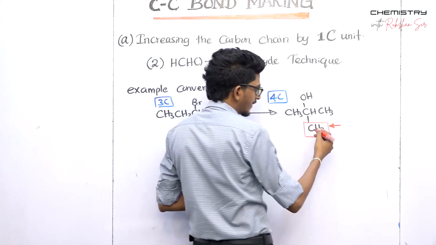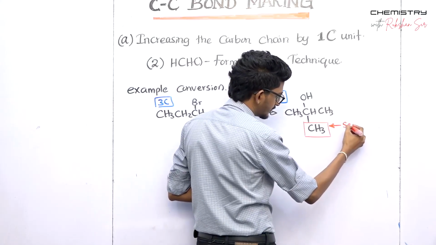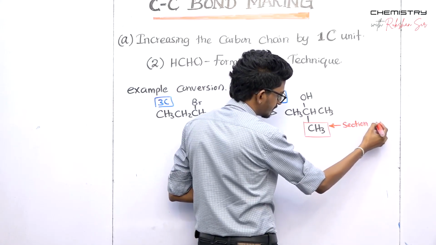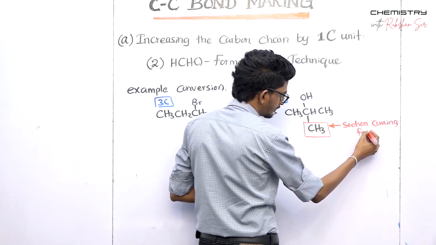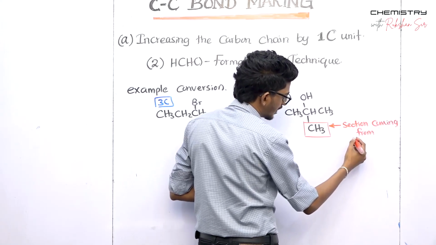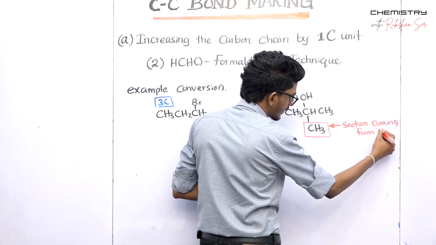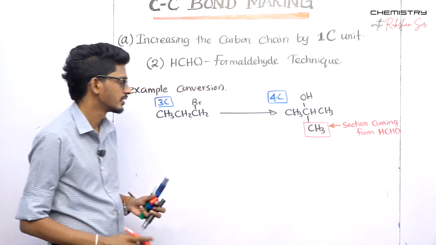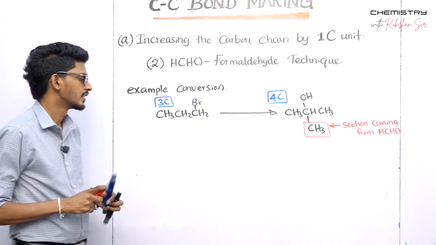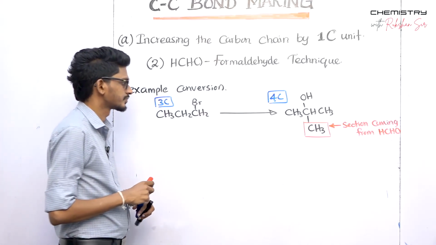So this is the carbon coming from formaldehyde, HCHO. Right? Okay, then let's complete the stuff.